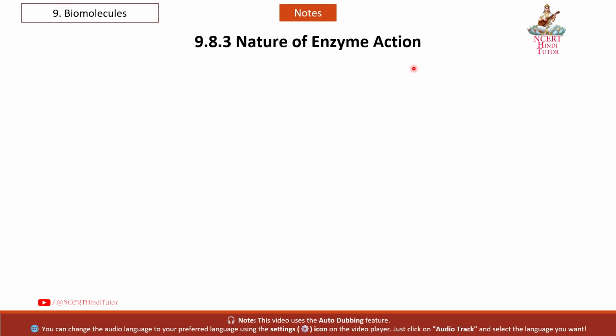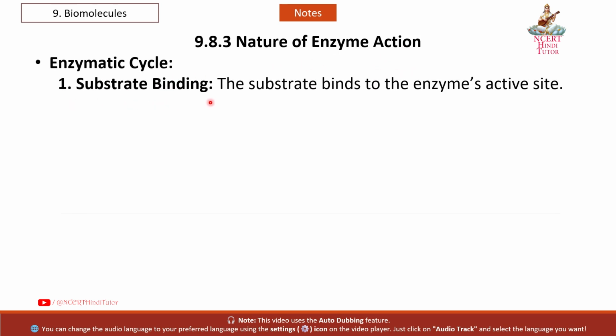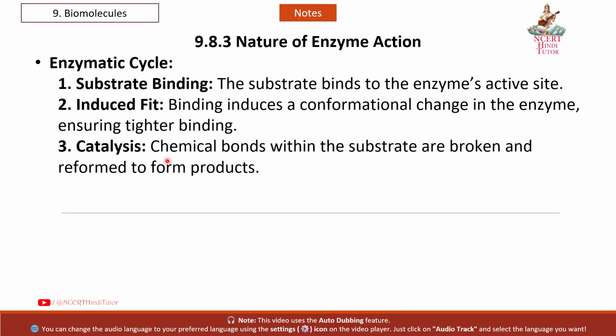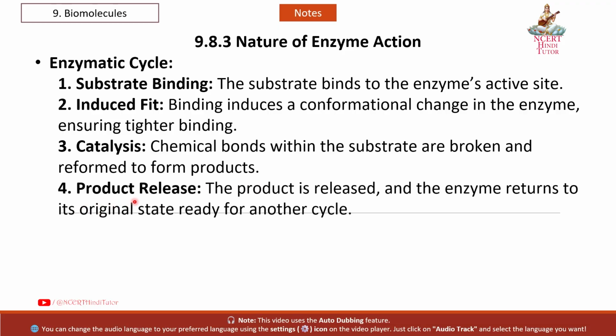9.8.3 Nature of enzyme action. Enzymatic cycle. First, substrate binding. The substrate binds to the enzyme's active site. Second, induced fit. Binding induces a conformational change in the enzyme, ensuring tighter binding. Third, catalysis. Chemical bonds within the substrate are broken and reformed to form products. Fourth, product release. The product is released and the enzyme returns to its original state, ready for another cycle.